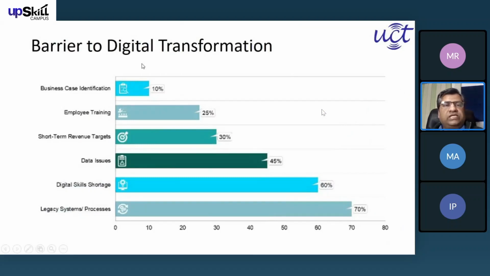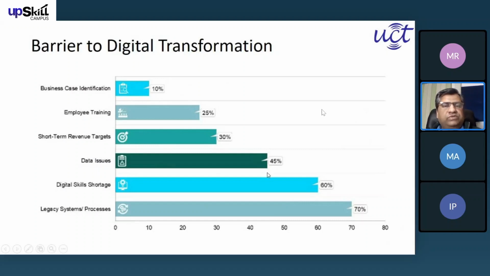Barriers to digital transformation: business case identification, 10% of people fail because of this. Employees are not properly trained. We have adopted the process, but employees don't know how to react to it or how to utilize it. Because of this issue, 25% of cases are failing. Short-term revenue target: people think that with digital transformation we can achieve better revenue targets in the short term, but that is not possible. Digital transformation is a long journey. It takes time to pay back.